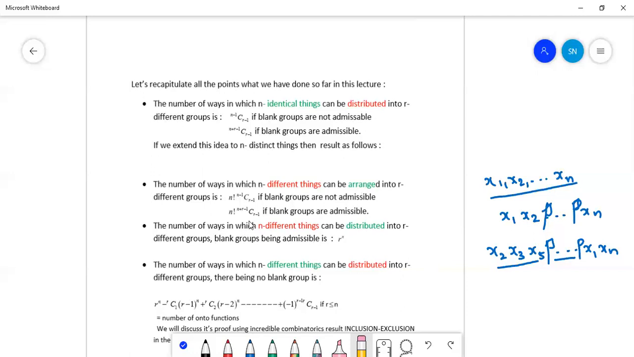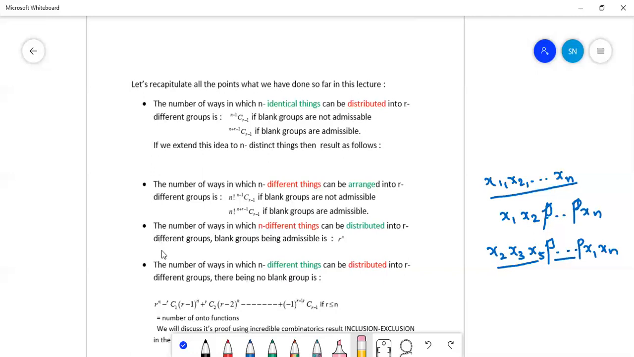All right. So now the third case is n different things can be distributed into r different groups, blank groups being admissible. First example, n identical things. Second example, n different things. Coming to the third example, again n different things. Again, it's a distribution, not arrangement, distribution into r different groups. Blank groups are admissible. Whereas in the next one, n different things can be distributed into r different groups.